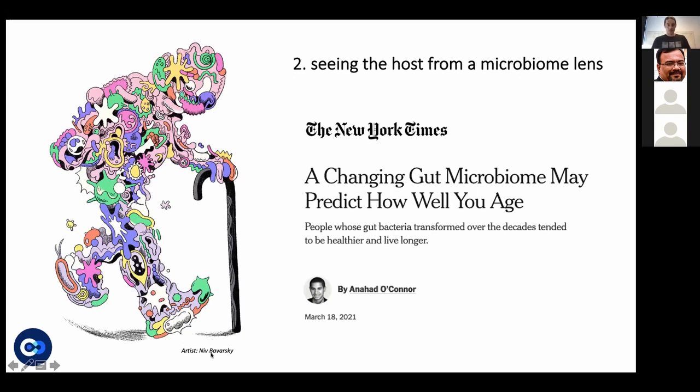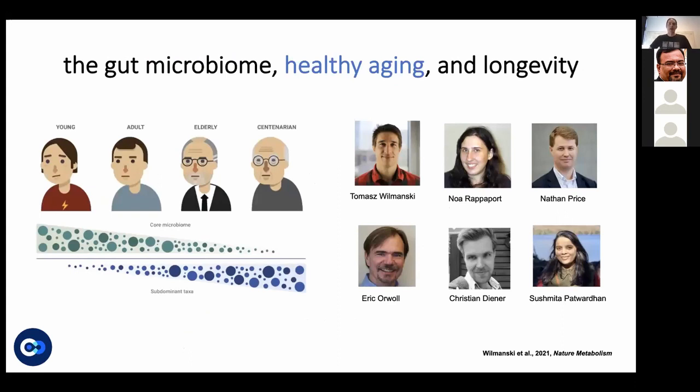And this artist, Niv Bavarsky, made this really cool, beautiful picture of an aging microbiome. So to give a little background on this project, this was a collaboration between myself and Nathan Price and other faculty at ISB. And in addition, a guy named Eric Orwoll, who's in Oregon, and he's associated with this aging cohort called MrOS, about 1,000 older men who have dense phenotypic data in addition to microbiome data. And Tomasz Wilmanski was the driver of this, again, with Noa, and a couple people from my lab, Christian Diener and Sushmita Patwardhan.